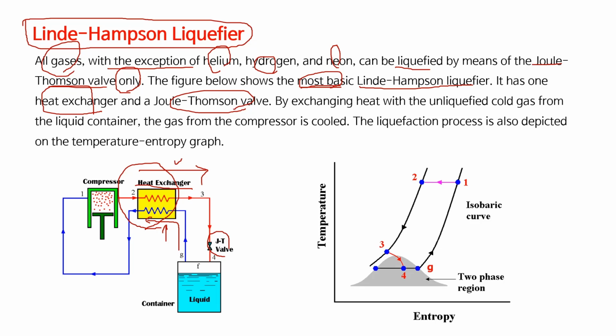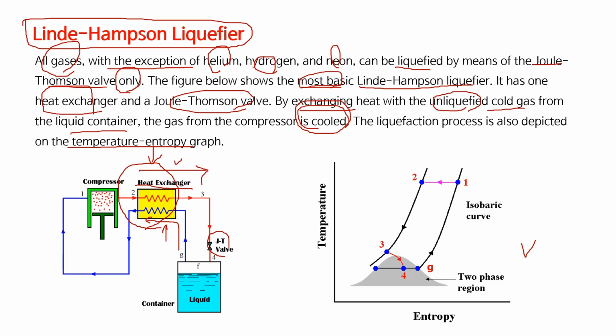Okay. So by exchanging heat with unliquefied cold gas from the liquid container, see, the gas from the compressor is cooled this way. Okay. So that's why we use this heat exchange. The liquefaction process is also depicted on the temperature entropy graph here.